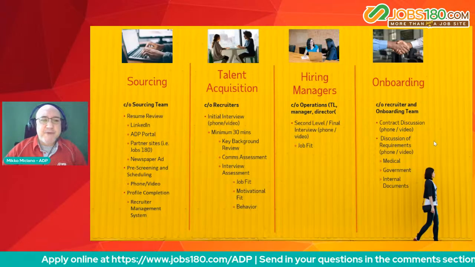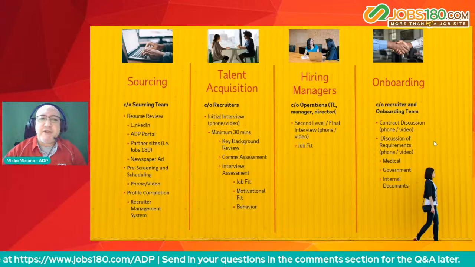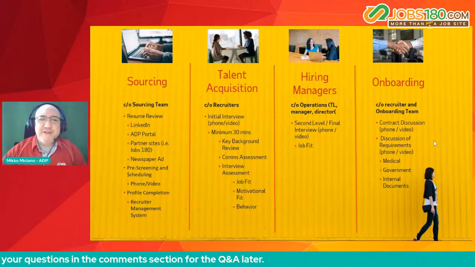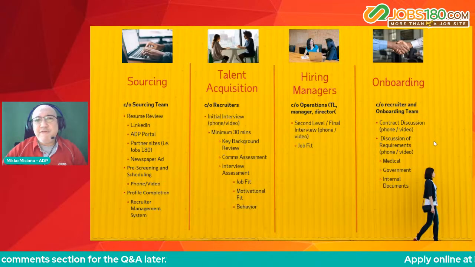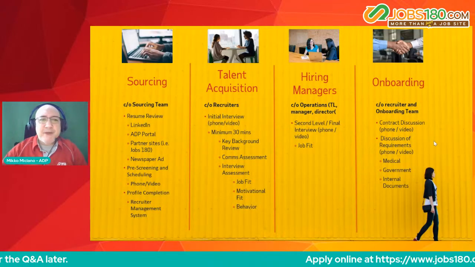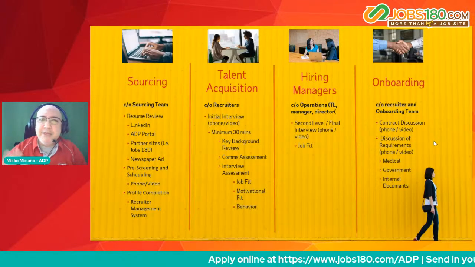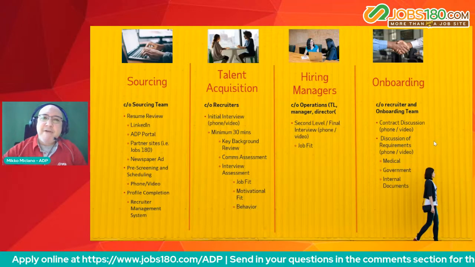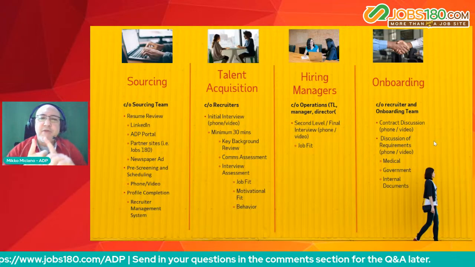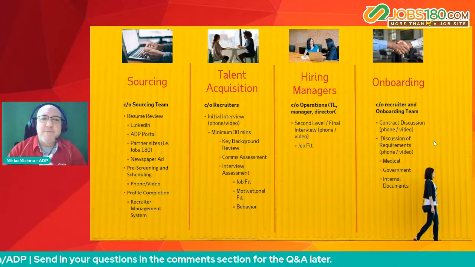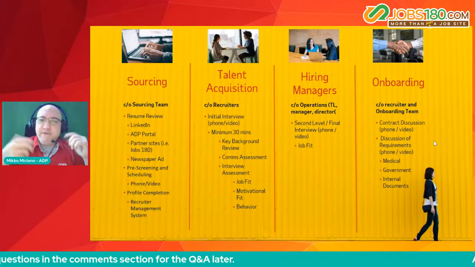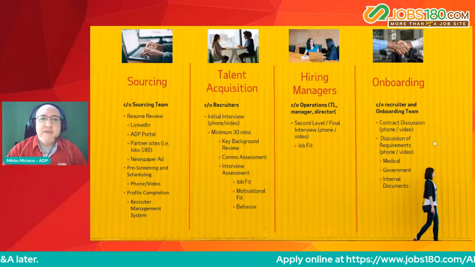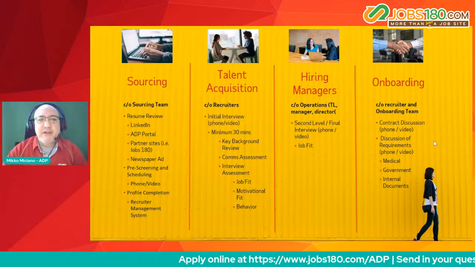Once you pass the pre-screening and scheduling, they will schedule you for an interview. You will be introduced to a recruiter who will do your initial interview. Again, this is done through either phone or video, with a minimum of 30 minutes to a maximum of 45 minutes. This is where we do the key background review. We talk about your resume, what school you came from, and if you have job experiences. If you're a fresh grad without job experience, we look at part-time jobs or organizations and other activities you were part of.